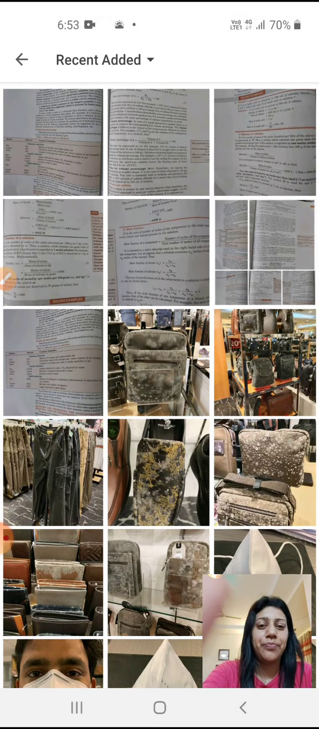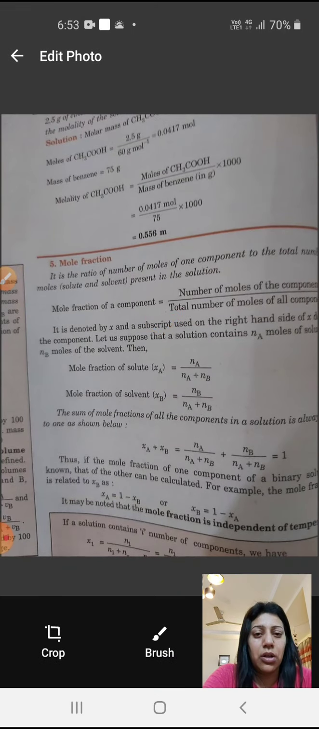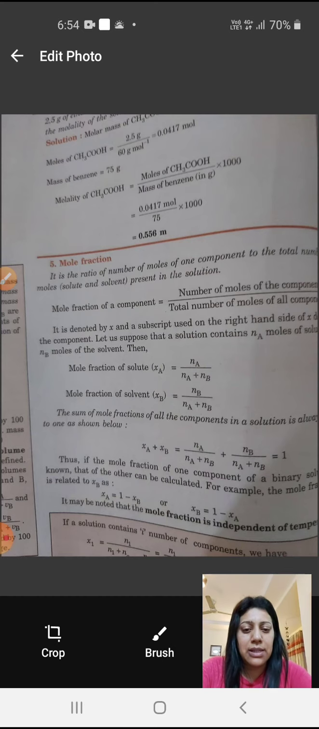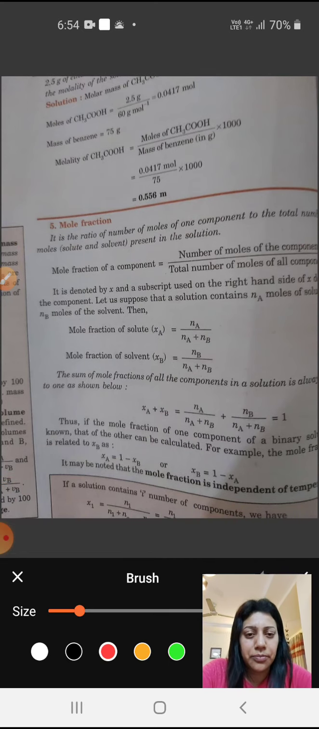Next is mole fraction. Mole fraction is the ratio of the number of moles of one component to the total number of moles present in the solution. Total number of moles means moles of solute and solvent. Mole fraction is expressed as small x. Mole fraction of A is equal to nA upon nA plus nB. Mole fraction of B is equal to nB upon nA plus nB.